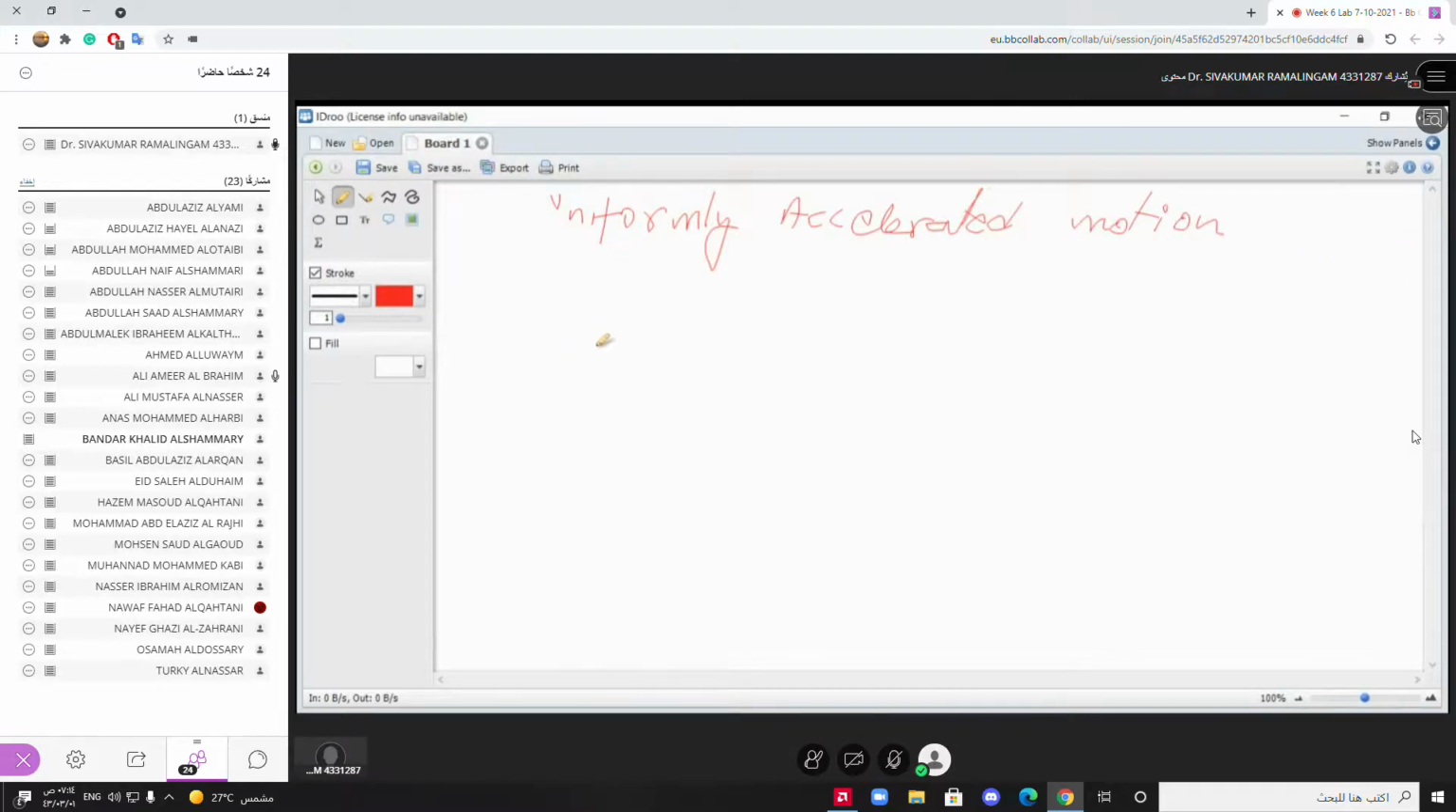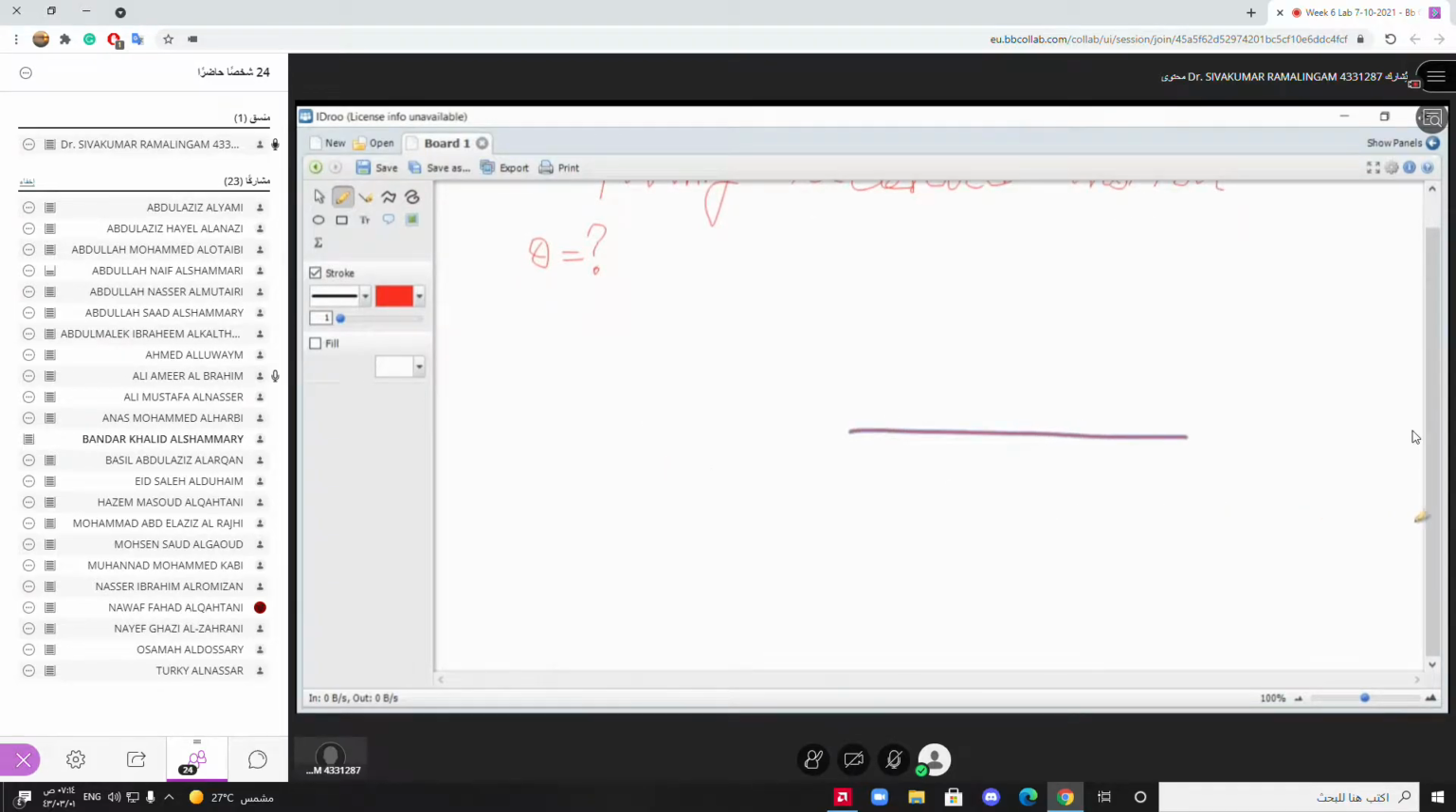Uniformly accelerated motion. First, to calculate theta. Here we have a flat surface and a glider. Sorry, the slanting surface is like this. It makes an angle theta. You have a glider, and the glider is moving over the slope. First, let me calculate theta and then go to the actual experiment.